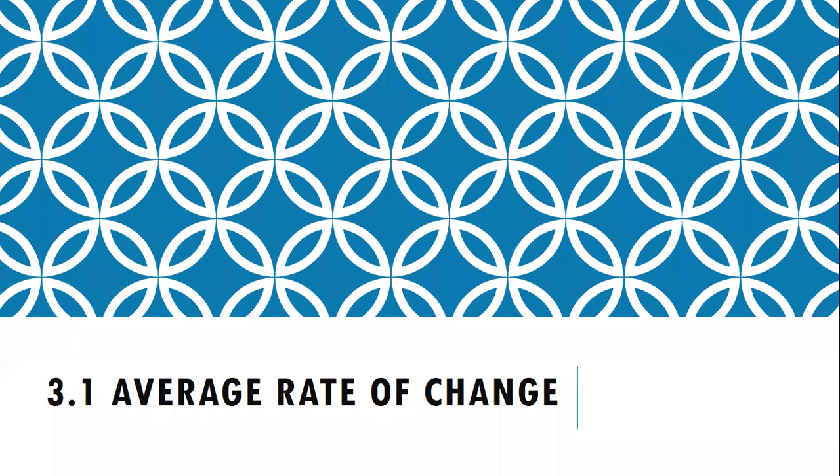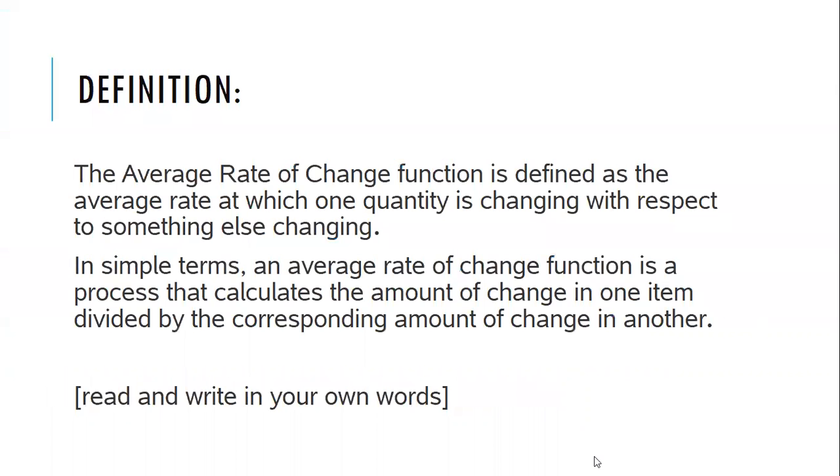All right, today is a very short lesson, 3.1 average rate of change. So we're going to start. For 3.1 average rate of change, you are going to, in your notebook, write down the following formula and examples, and then you're going to complete the rest of the do now.